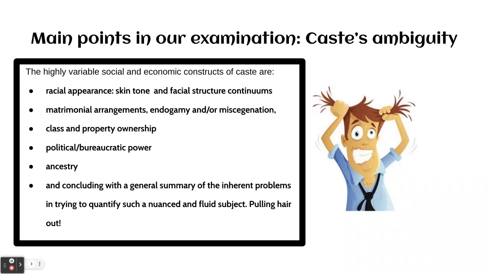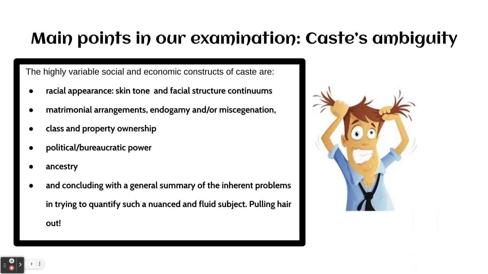Matrimonial arrangements, endogamy, and miscegenation, either forced or consensual, seem to play a heavy role. And a lot of these are symbiotic as well. One plays off the other, so it's hard to rank which one is the most important or plays the heaviest role. Class and property ownership certainly come up, as caste moves to class throughout the history of Latin America. And with that comes political and bureaucratic power in some regions that I looked at. Of course, ancestry also plays into this, family names.